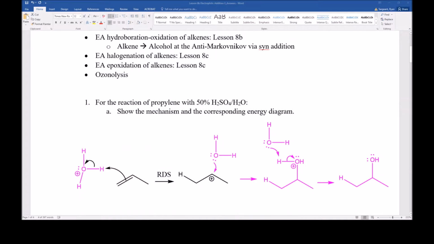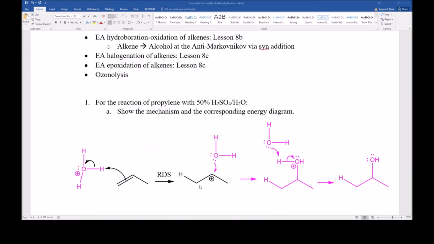The first mechanism that shows up in today's lesson is the reaction of propylene with 50% sulfuric acid and water. Propylene is the common name for propene. That's a 3-carbon alkene. We don't bother to specify the 1 position because wherever the alkene starts is the 1 position. And we're going to react this with sulfuric acid and water.